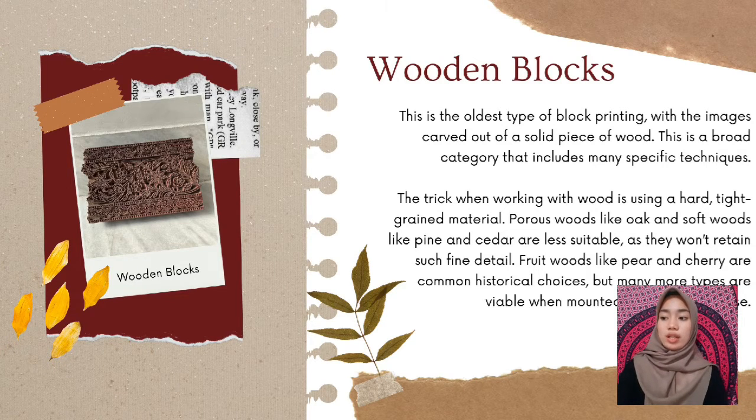The trick working with wood is using a hard, tight-grained material. Porous woods like oak and soft woods like pine and cedar are less suitable, as they won't retain such fine detail. Fruit woods like pear and cherry are common historical choices based on the others, but many more types are viable when mounted on a polywood base.